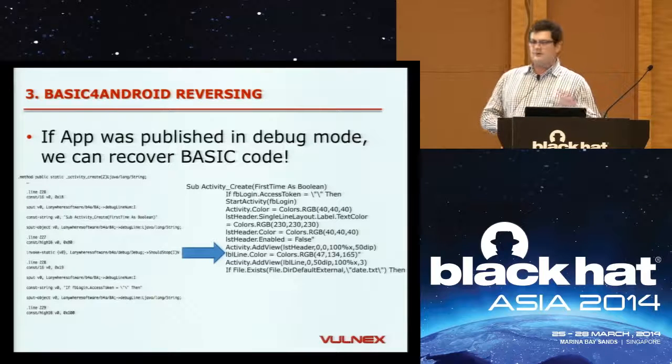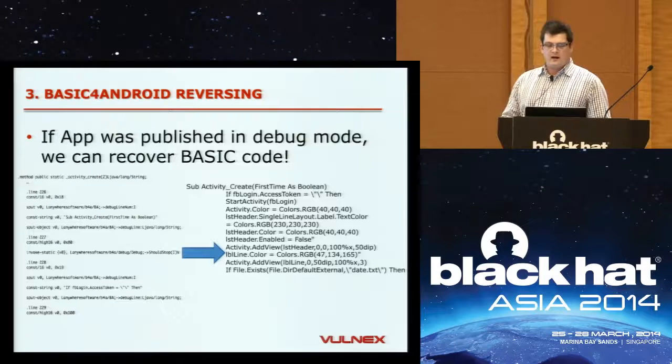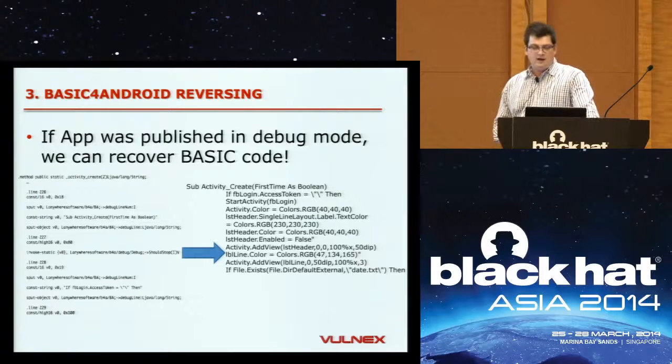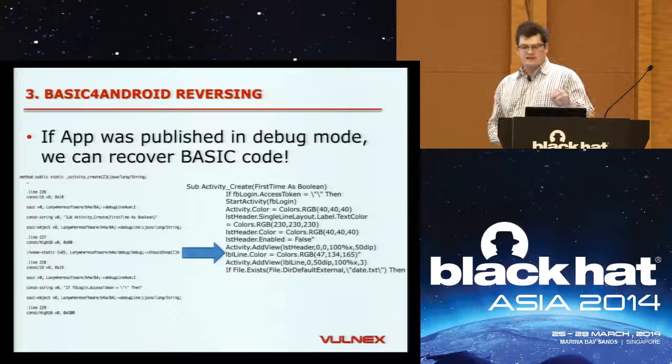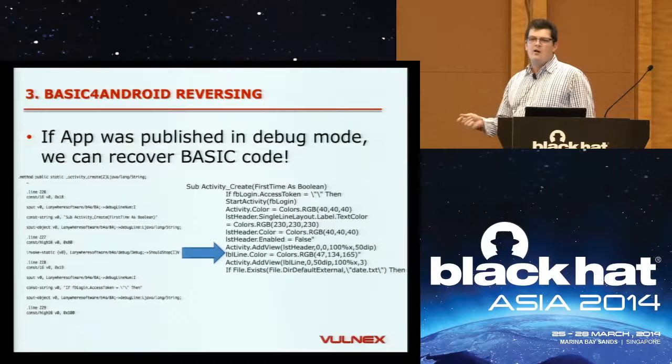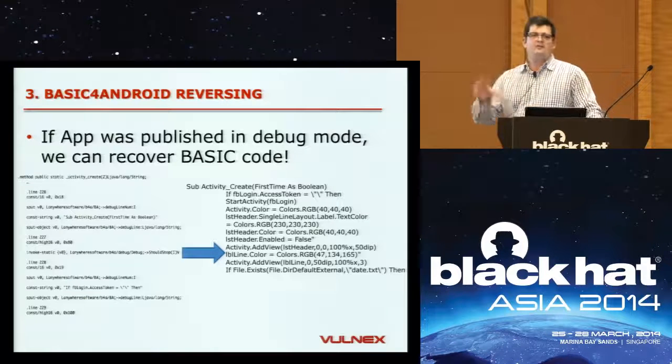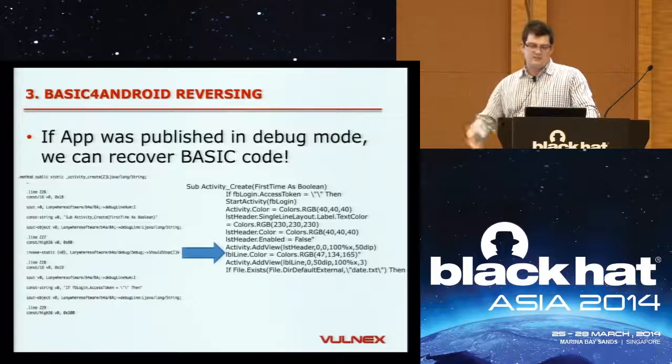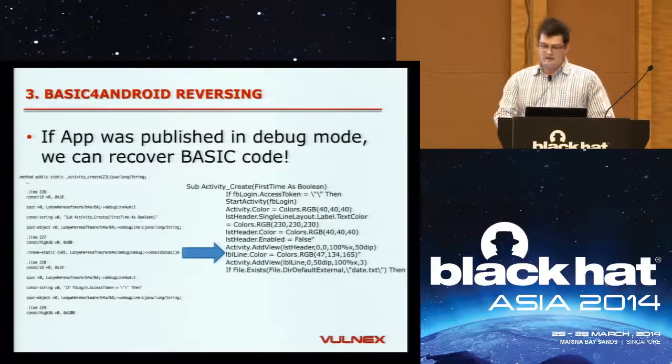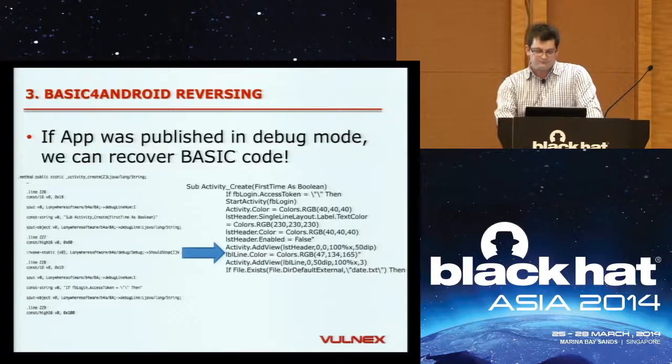Here, for example, we are reversing a Basic4Android application. We are looking at the Java code, but we will only focus on the constant strings. From the strings, we can pretty much recover the entire BASIC code. So we are getting from the Java the code that the developer wrote for this application. So it's quite nice. And as I said, we have seen this for real in several apps that have been published in debug mode instead of release mode. We can get all the BASIC code, right?